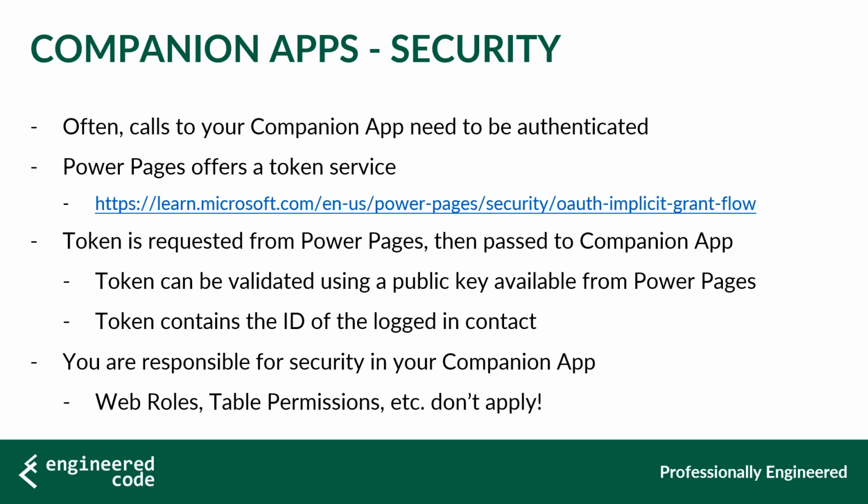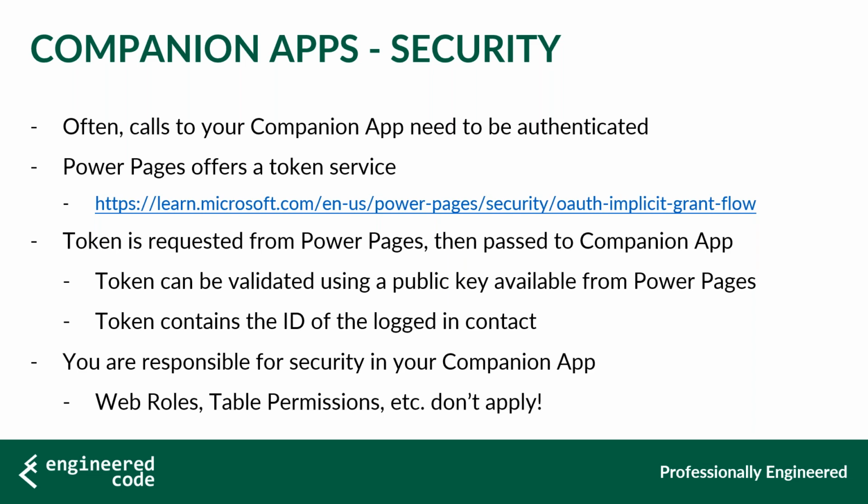It knows that this particular contact is the one calling that service, and then you can perform whatever sort of security you want. It's important to know that you are responsible for any security in your companion app. So anything like web roles, table permissions, all those things, none of that stuff applies on Power Pages or within your companion app. If you choose to interact with Dataverse, you're going through the Dataverse APIs.